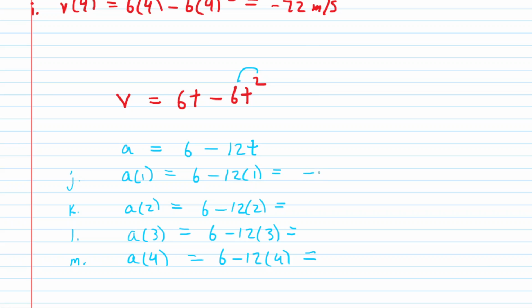So for part J, you should get negative 6. This is acceleration, so this is meters per second squared. Then for part K, when you plug in 2 seconds, you should get negative 18 meters per second squared. Plugging in 3 seconds for part L, you'll get negative 30 meters per second squared. And then the final part, plugging in 4 seconds, you will get negative 42 meters per second squared. So these are the accelerations at times 1, 2, 3, 4 seconds.